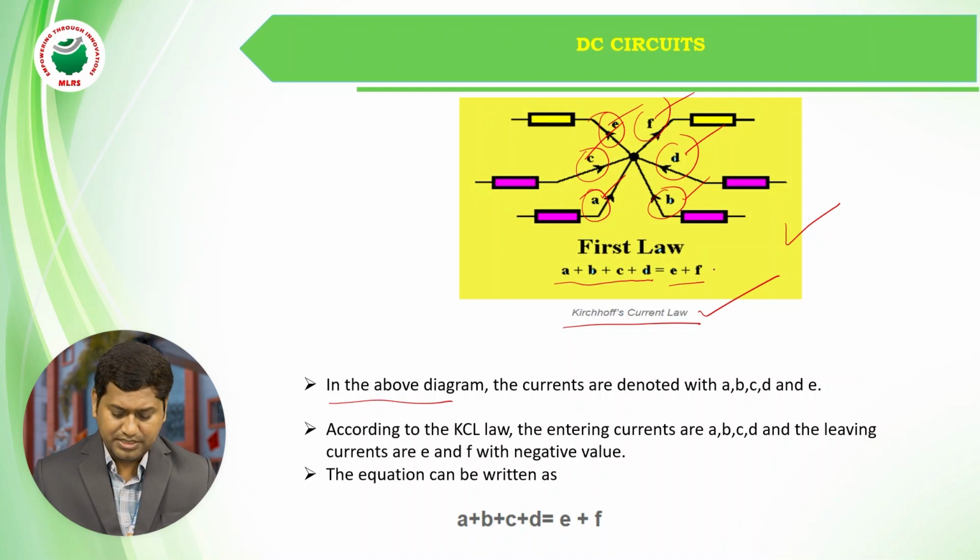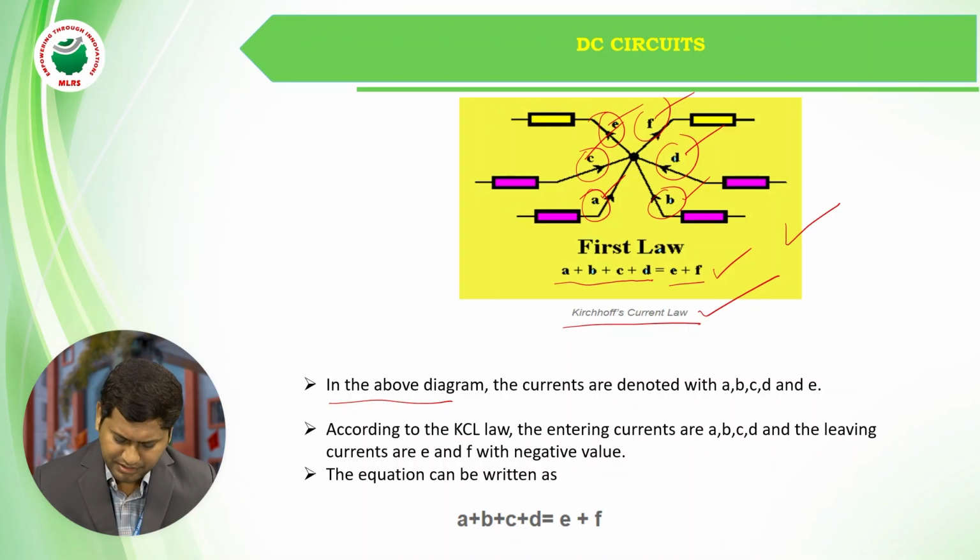So how have we written this? This is a fundamental question. See here, whatever the entering current, as we have already discussed, the entering currents must be equal to the leaving currents. So from A to F, whatever currents are entering the node, we keep on the LHS. And whatever currents are leaving the node, we keep on the RHS. So LHS must be equal to RHS. The leaving current to the node must be equal to the entering current to the node.